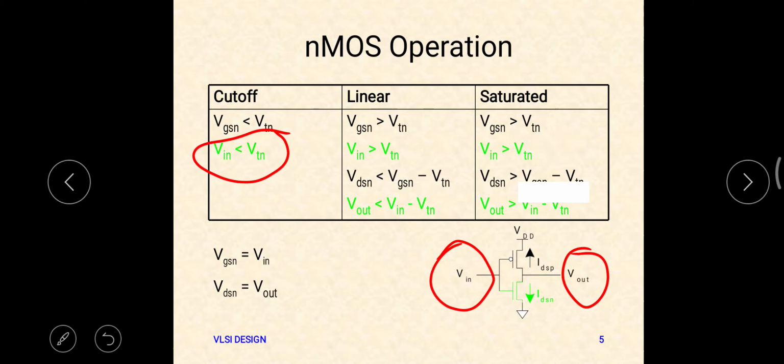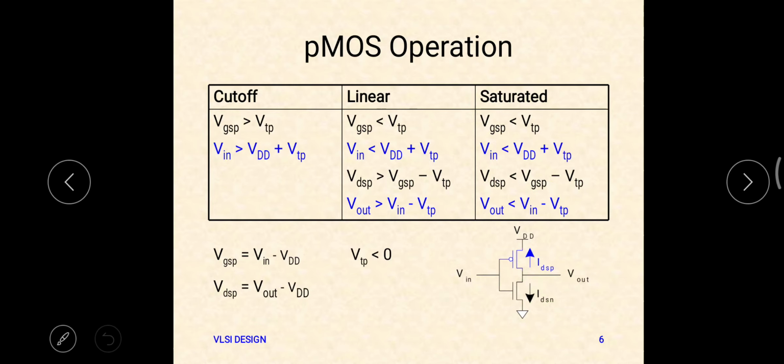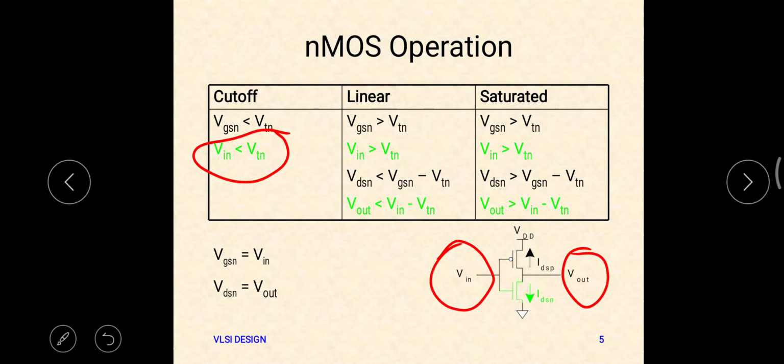And then I should write VDSN. I have considered VDSN equal to Vout. So VDSN for the linear region is lesser than VGS minus VT, which we already discussed in the ideal IV characteristics. Your drain source voltage should be lesser than VGS minus VT for the linear region, and it should be greater for saturation. So this is the operation of NMOS. Because we have two MOS transistors in the CMOS, it is very important: the first one is VGSN equal to Vin, VDSN equal to Vout. These are two important things we should know.